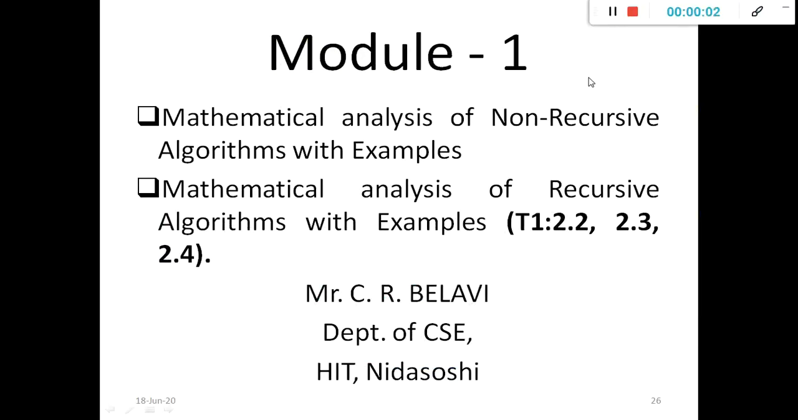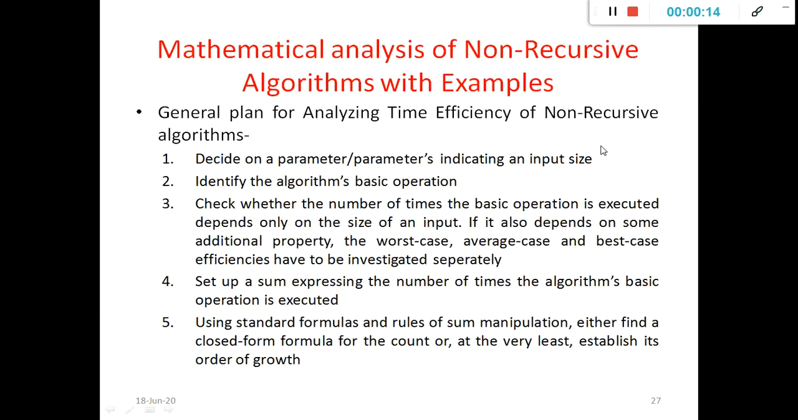Hello everyone. In this video, we will discuss mathematical analysis of non-recursive algorithms and mathematical analysis of recursive algorithms with some sample examples. Let us see what is the mathematical analysis of non-recursive algorithms.